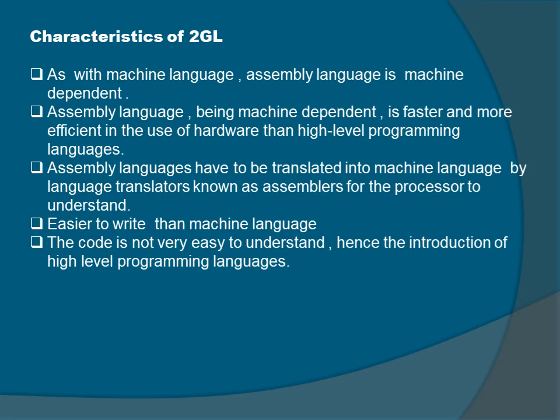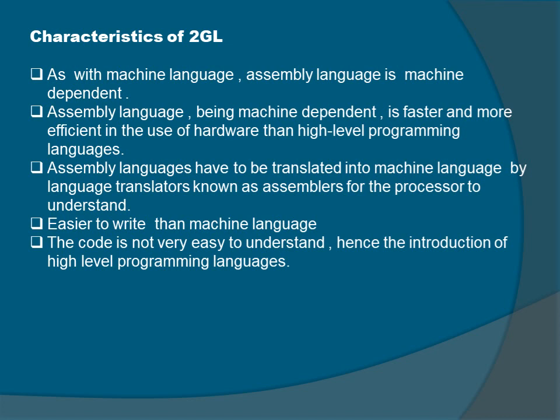Now we see the characteristics of second generation language. As with machine language, assembly language is machine dependent. Again, it is machine dependent, which means it is executed only for the machine or environment for which it is written and designed. Assembly language, being machine dependent, is faster and more efficient in its use of hardware than high level programming languages.